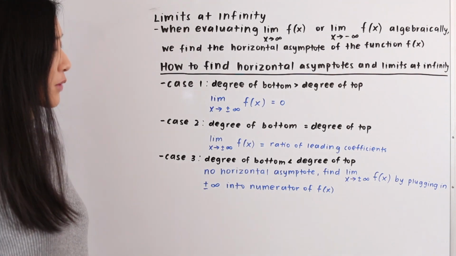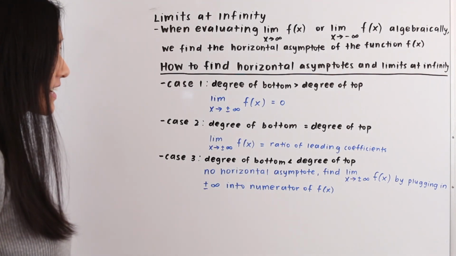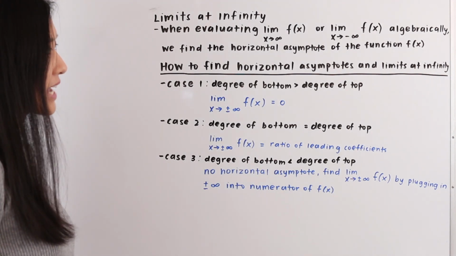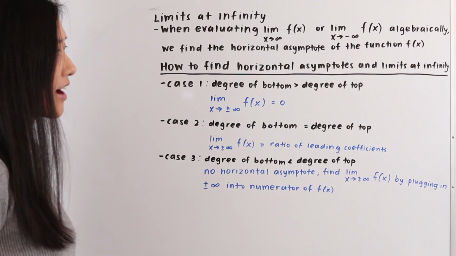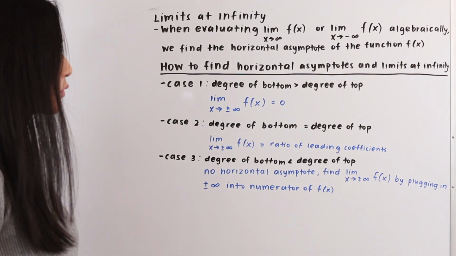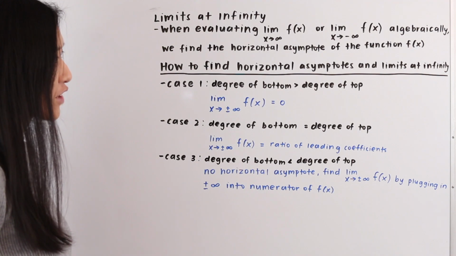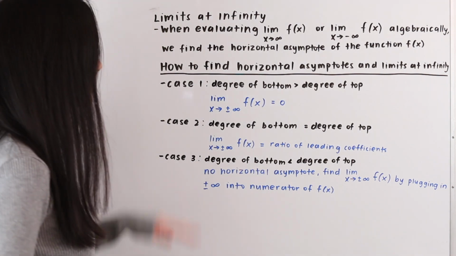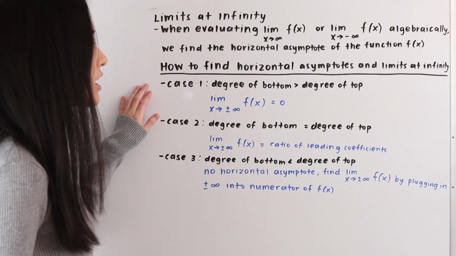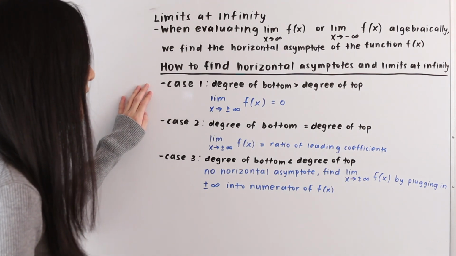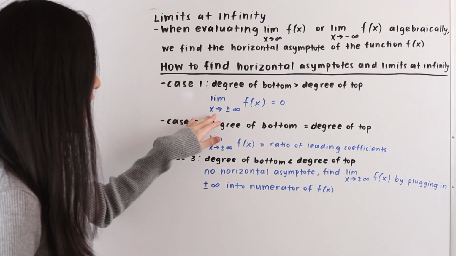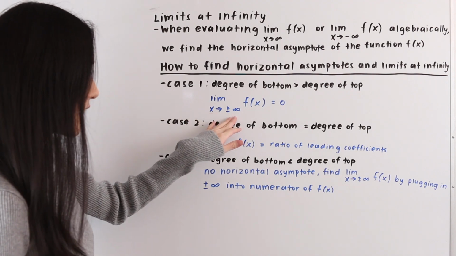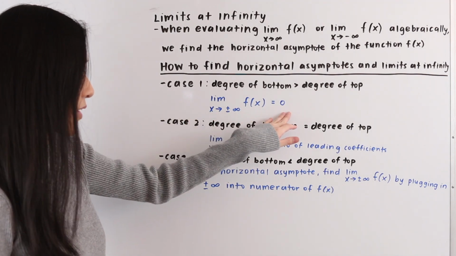So when evaluating the limit as x approaches infinity of f of x, or the limit as x approaches negative infinity of f of x algebraically, we find the horizontal asymptote of the function f of x. So we have three different cases. In case one, we have the degree of the bottom greater than the degree of the top, and in this case the limit as x approaches positive or negative infinity of f of x is equal to 0.